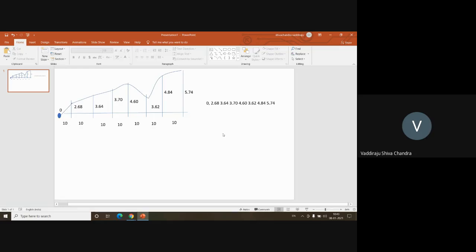How many offsets are there? 8 offsets, sir. This is one offset, 2, 3, 4, 5, 6, 7, 8. But what is the condition of Simpson's rule? Simpson's rule is not applicable directly because of the area offset.